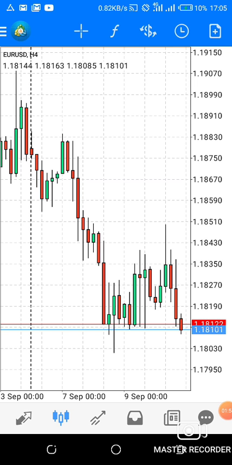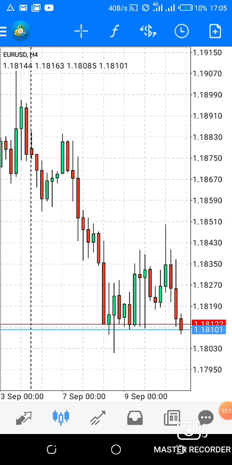Can you see now that it has changed? Initially it was black and white, but now it is green and red. This red you are seeing, they are the bearish, meaning sell, while the green are the bullish, meaning buy. Do you understand that now? Okay, let's move a bit away from here before we come back again.